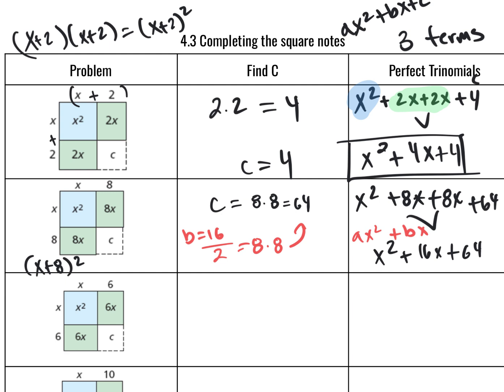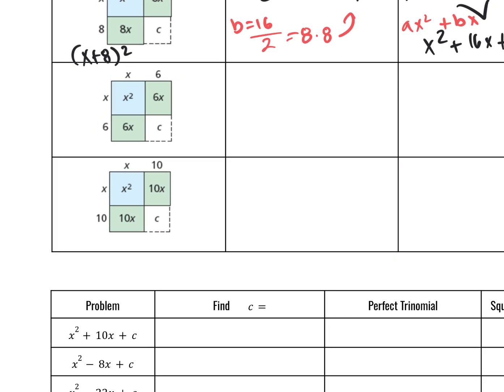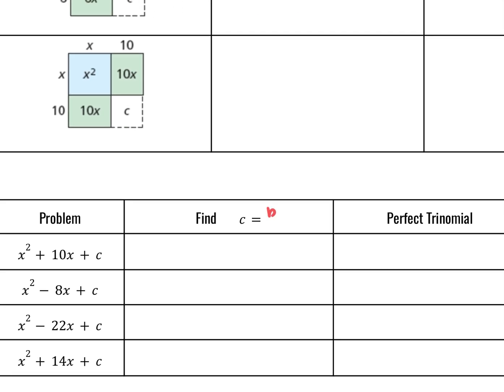It works for this one too. My b value here was 4. If I divide it by 2, I get 2. And if I square it, I get my c value. So the pattern is that your b value is going to be divided by 2 and squared.